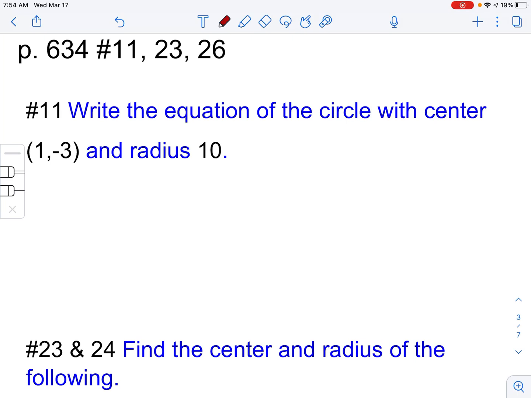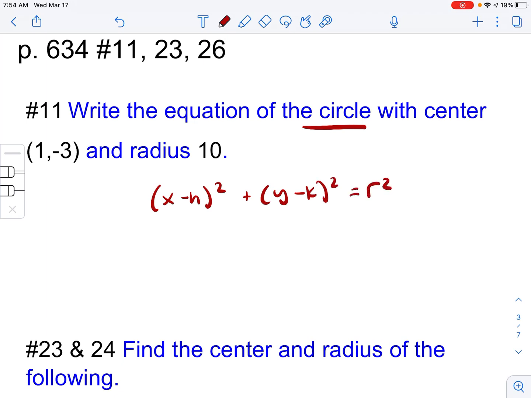So we're going to experiment with our equation, writing equations and different things of that nature based off different types of information given. So in this question, we're being asked to write the equation of a circle with the center 1, -3 and radius of 10. So as soon as we see equation of the circle, we should write down the formula that we know. x minus h squared plus y minus k squared is equal to r squared.